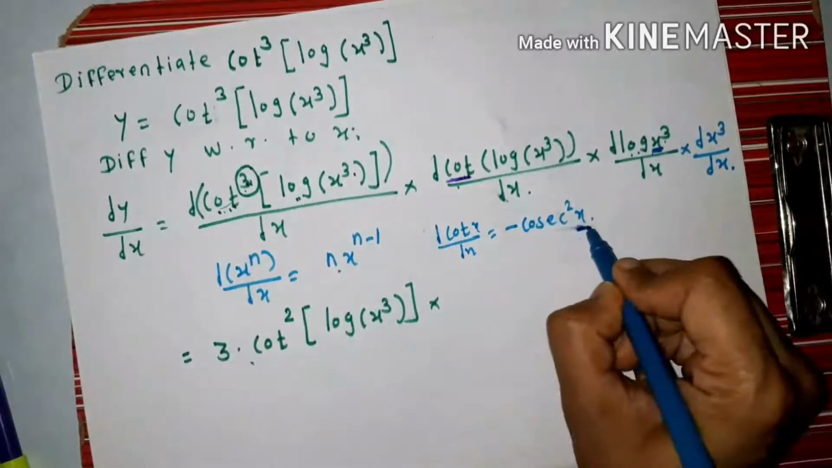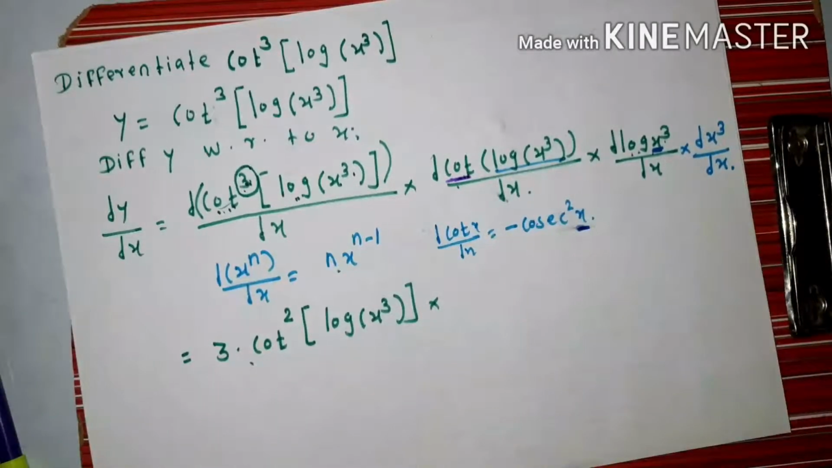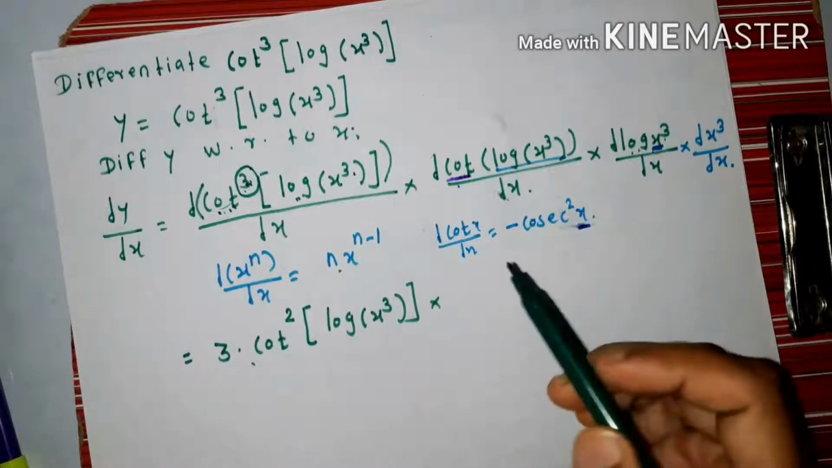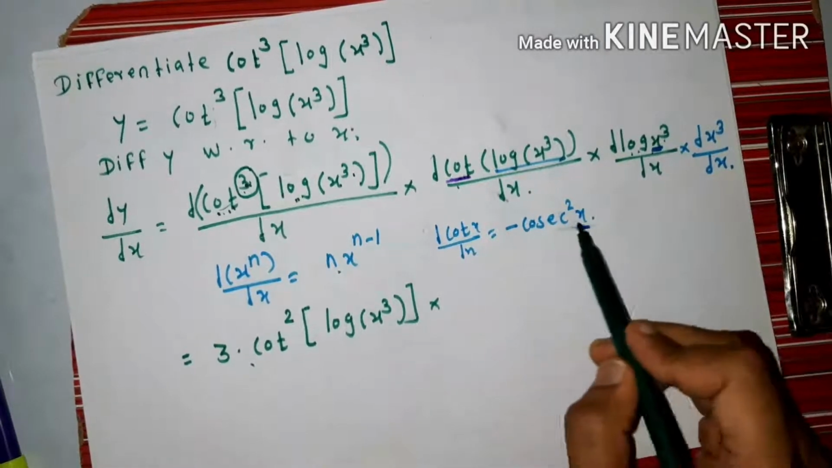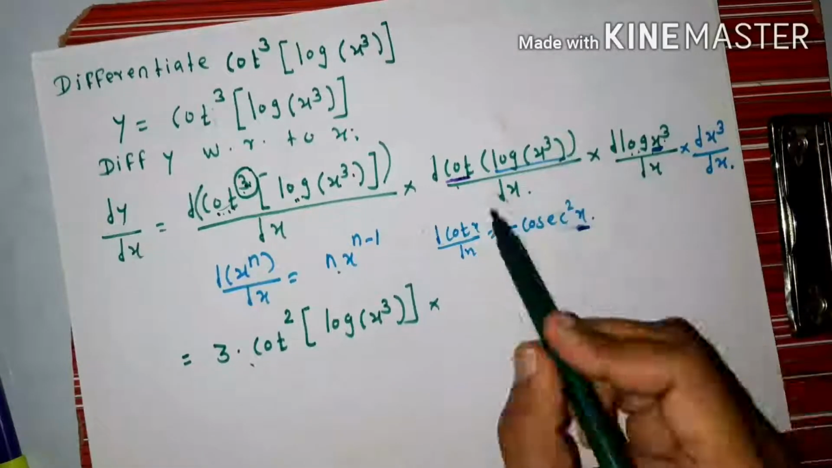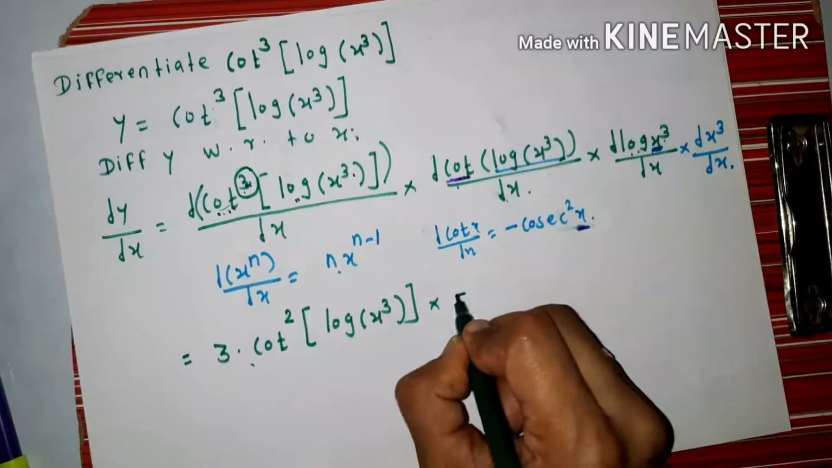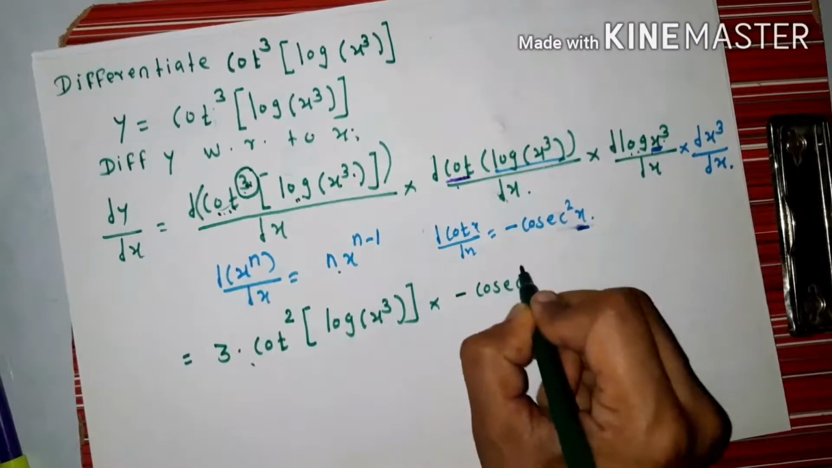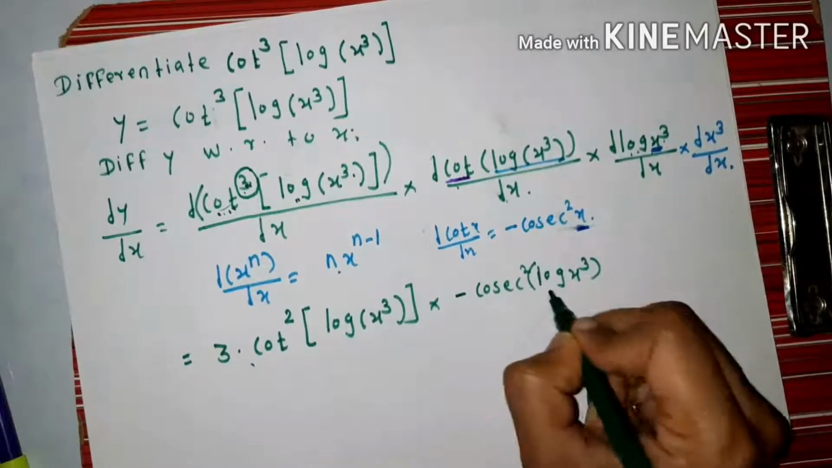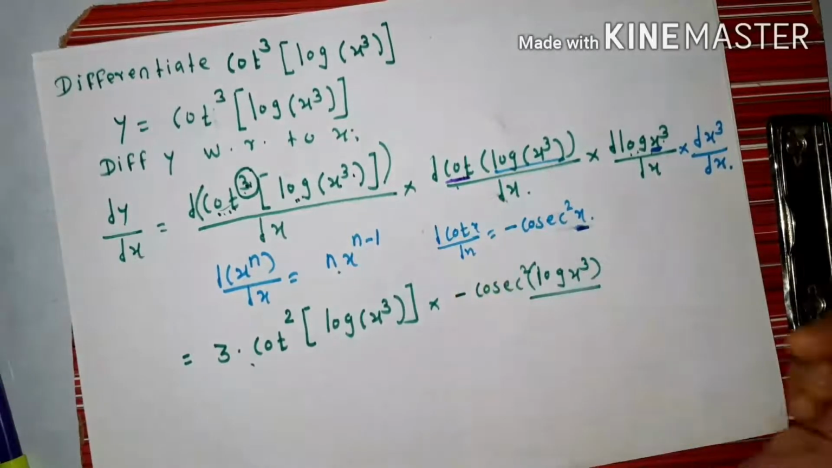Only instead of x, here is log of x cube. Therefore, differentiation of cot x is minus cosec square x. Therefore, differentiation of cot of log of x cube is minus cosec square log of x cube. This is differentiation of cot function.